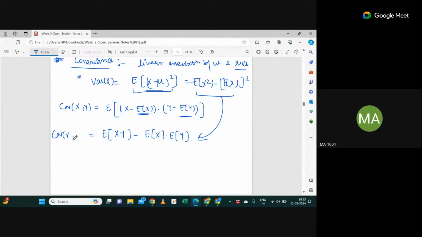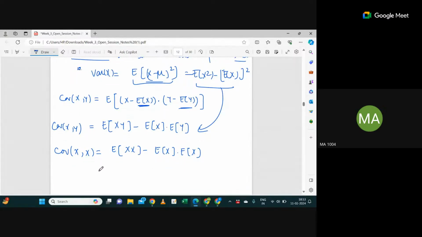If you put x in place of y, I will get expected value of x into x, right? Minus expected value of x into expectation of x again. So this is the same as expectation of x square minus expected value of x whole square, which is the same as variance of x. Correct or not? Are you getting my point? Okay. Yes, sir, getting.